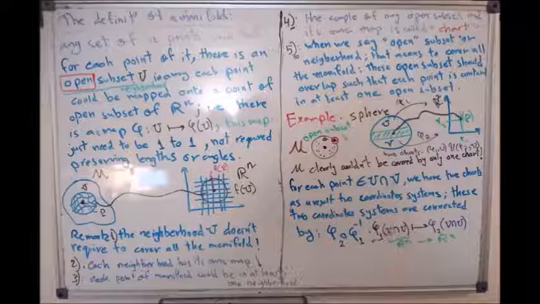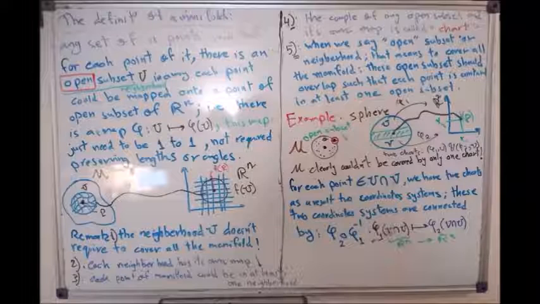So a manifold is a space, Rn is a space. For any point of the manifold, there is an open set, or open subset, such that it could be mapped onto a point of an open subset of Rn. And the word onto is not arbitrary. It has a meaning. That means for every point in Rn, there is an inverse image.